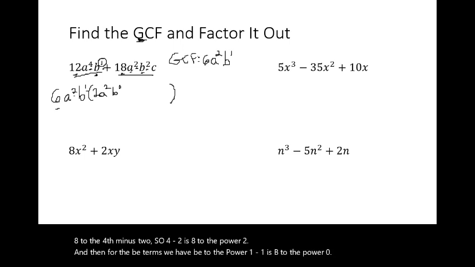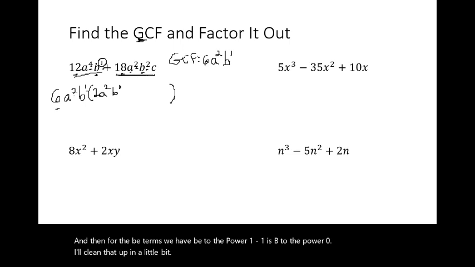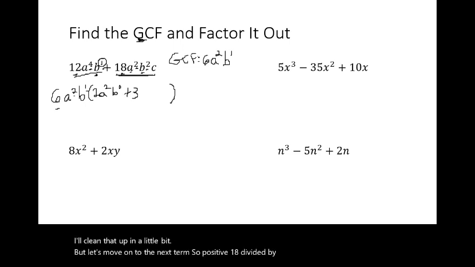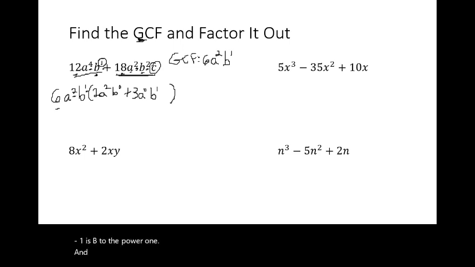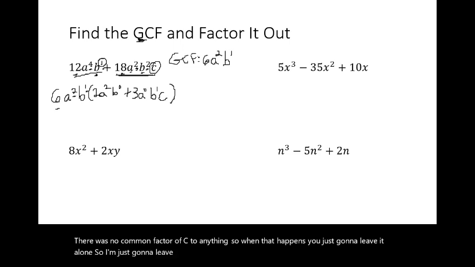I'll clean that up in a little bit, but let's move on to the next term. So positive 18 divided by 6 is positive 3. Now, a to the power of 2 minus 2 is going to give us a to the power 0. Then I'm going to subtract the power of b by 1, so 2 minus 1 is b to the power 1. And this c that's right here, there was no common factor of c to anything, so when that happens, you're just going to leave it alone. So I'm just going to leave that c where it is.